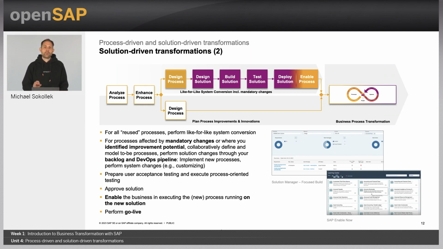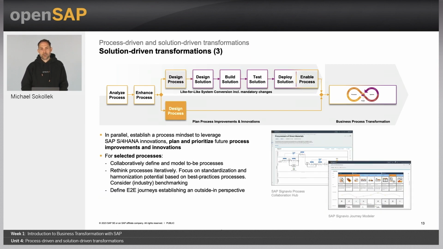Again, the tight integration between business process transformation management and application lifecycle management is what makes a transition a fast one. For processes that customers do not want to redesign during their initial transition to SAP S/4HANA, they plan and prioritize future process improvements and innovations, as I've already mentioned.